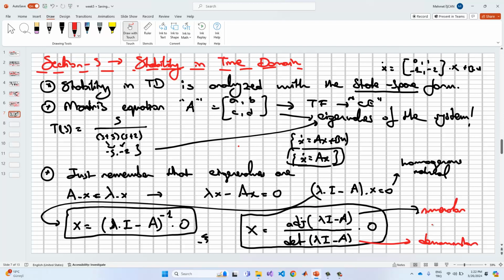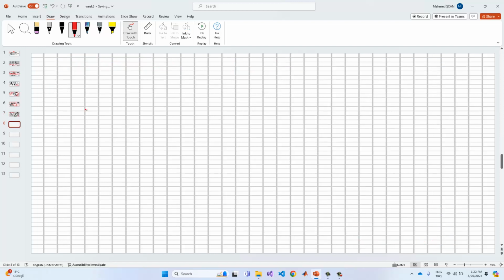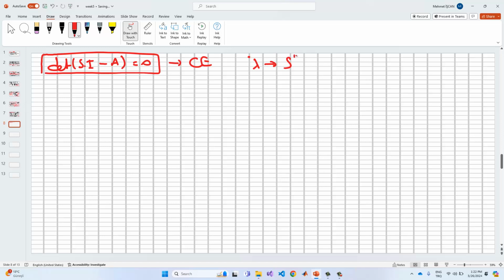And so this is also equal to the characteristic equation, right? It must be. Okay. And so our basic condition is that if we have any state space, then lambda should be replaced with s, and det(sI - A) must be equal to 0. This gives us the characteristic equation. Okay?